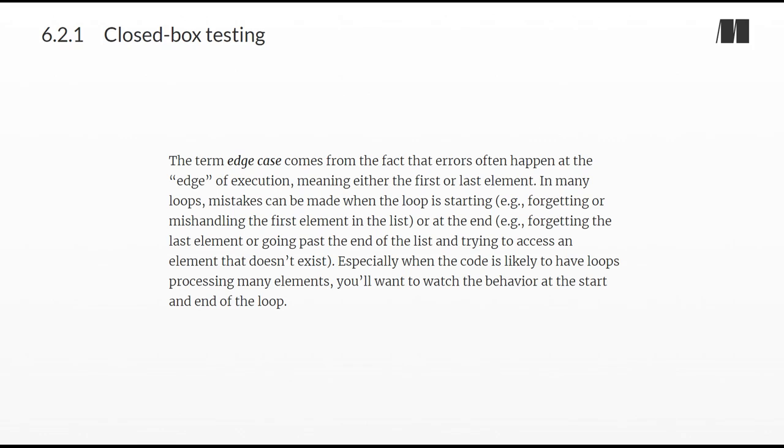meaning either the first or last element. In many loops, mistakes can be made when the loop is starting, for example, forgetting or mishandling the first element in the list, or at the end, for example, forgetting the last element, or going past the end of the list and trying to access an element that doesn't exist. Especially when the code is likely to have loops processing many elements, you'll want to watch the behavior at the start and end of the loop.